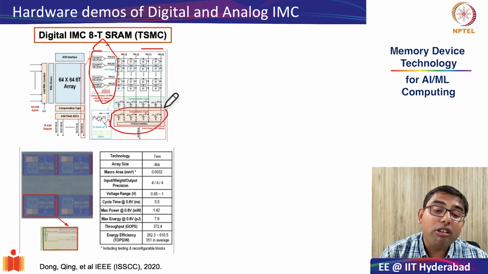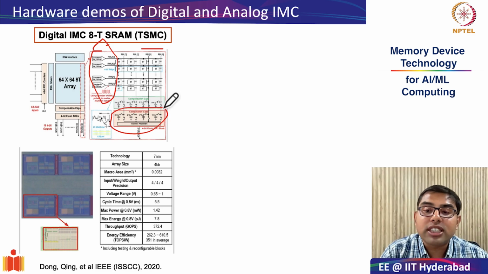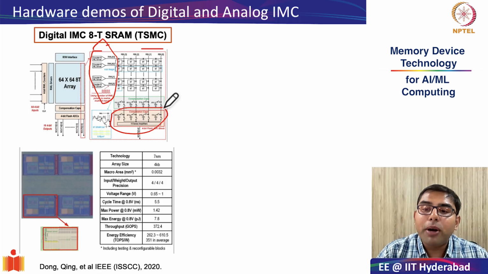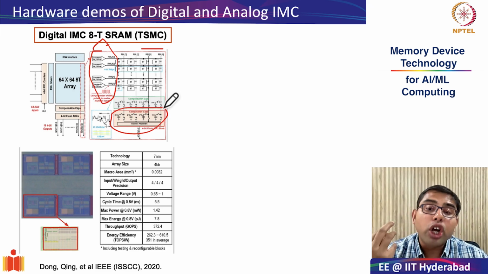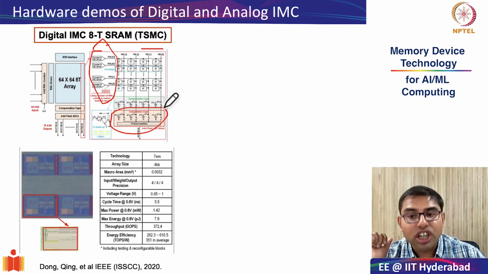This was fabricated, remember, in the 7 nanometer node, and the 64x64 macro occupies a very tiny space and is able to achieve the entire compute in memory cycle within 5.5 nanoseconds at 0.4 volts, with a very impressive energy efficiency of roughly 350 TOPS per watt.